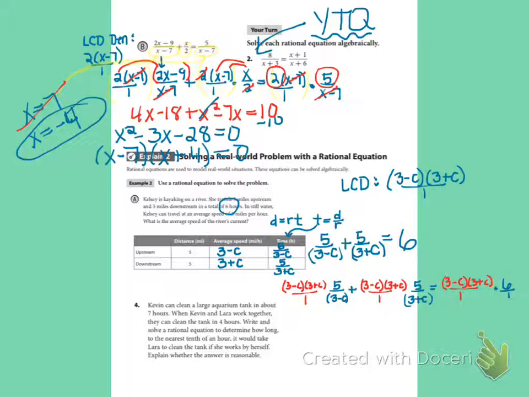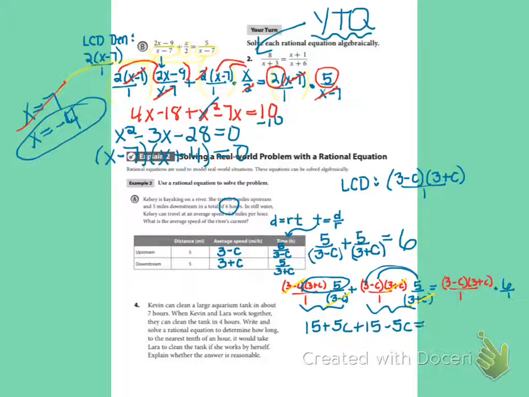Okay, so here's where the magic happens. We get all these denominators to cancel out. So in this first term I see a 3 minus c and a 3 minus c. Those are going to cancel out. And what's left over is going to be the product of these two things, and that's going to be 15 plus 5c. And the next one, I've got a 3 plus c that's going to cancel out, and when I multiply the 5 through to both of these, I'll have a 15 minus 5c.